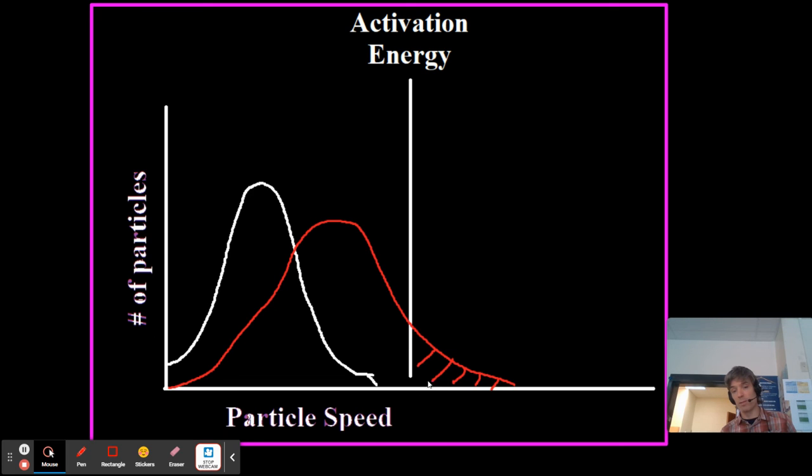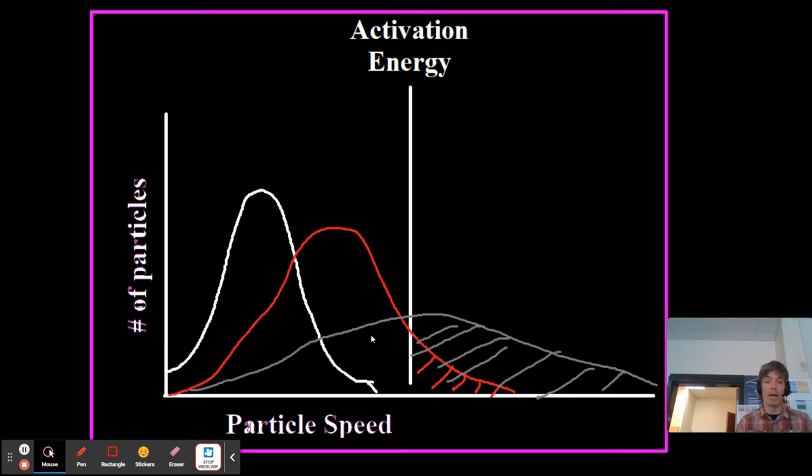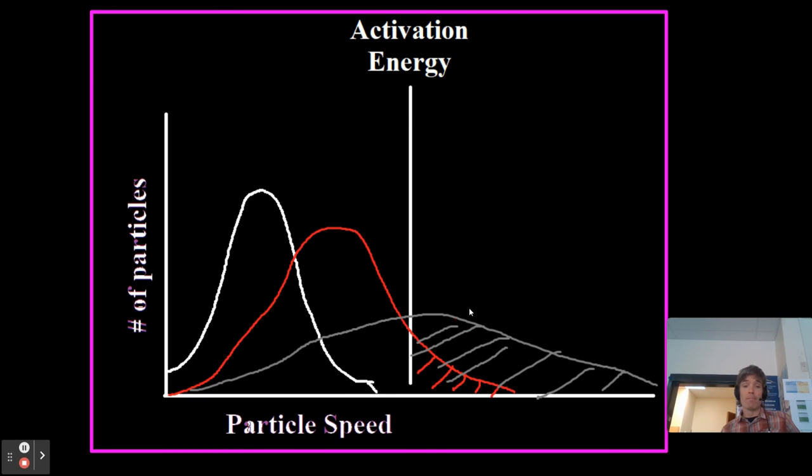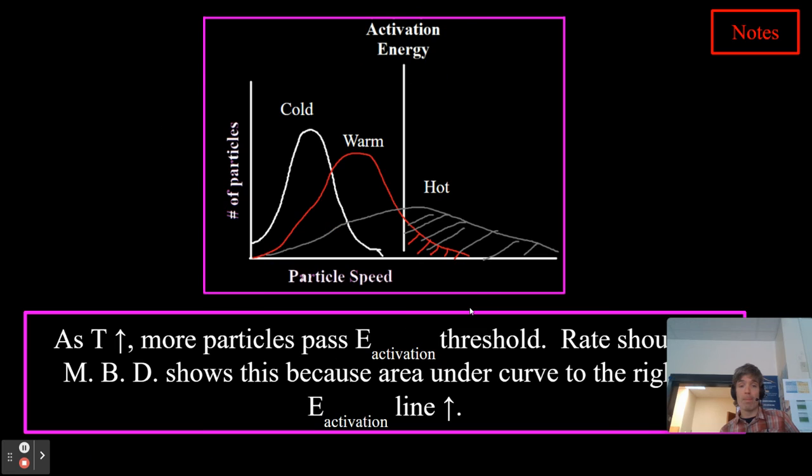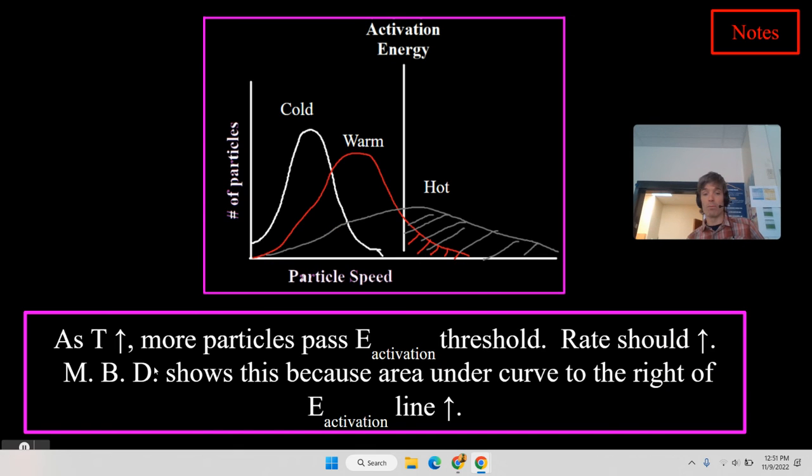And the number of particles is what's represented underneath the graph. All right. So when I warmed it up, some of the particles actually had enough energy to overcome the activation threshold and react. And it's even going to be more so if I increase the temperature to hot, where now I'm going to have lots of particles underneath the curve to the right of the activation energy line. All right. Now here is what I'm saying.